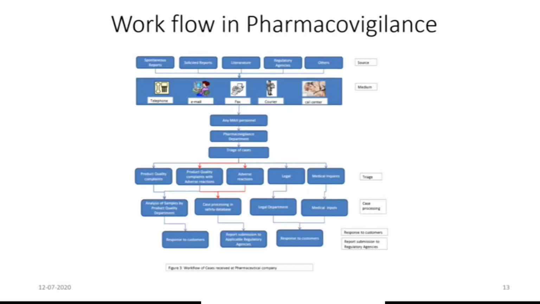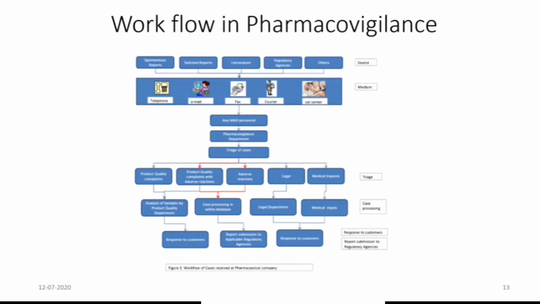It can be because of poor quality of the drug. It can be because of use in a contraindicated condition. It can be used off-label, and it can also be intentionally misused. All those things are investigated, and the cases are sent into the case processing database. If any legal issues are there, they are discussed with the legal team.